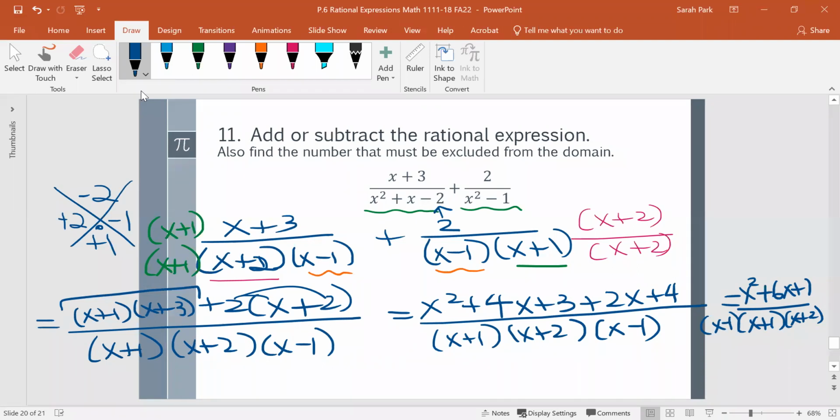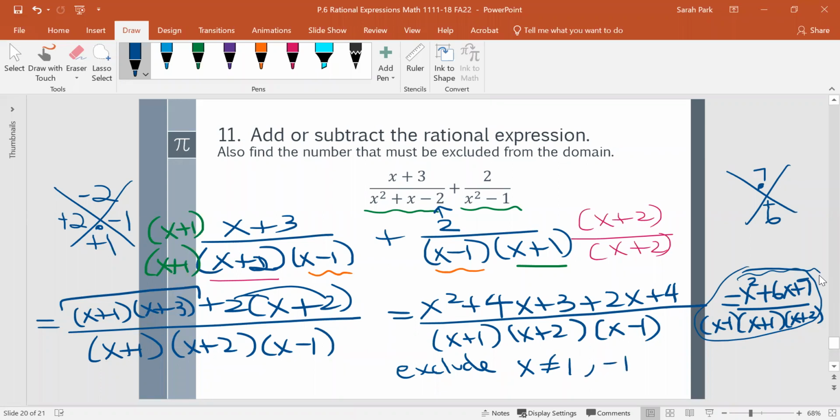All right, so I think that's it. I don't think we can factor out the top. There's nothing that multiplies to 7 and adds to 6, I don't think. Let's try. Does anything multiply to 7 and add to 6? No, I don't think so. So that's it. So here's the simplified expression. And now we're going to exclude numbers that make the denominator 0, which are negative 1, negative 2, and positive 1 from these 3 factors.